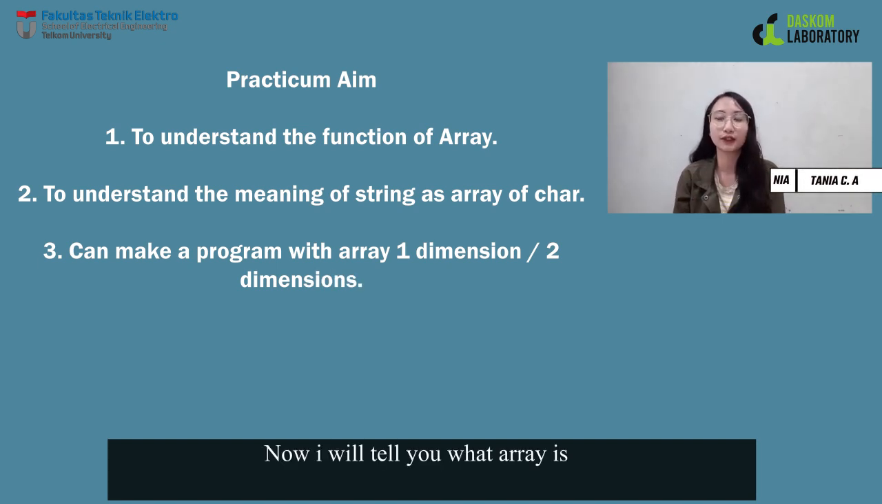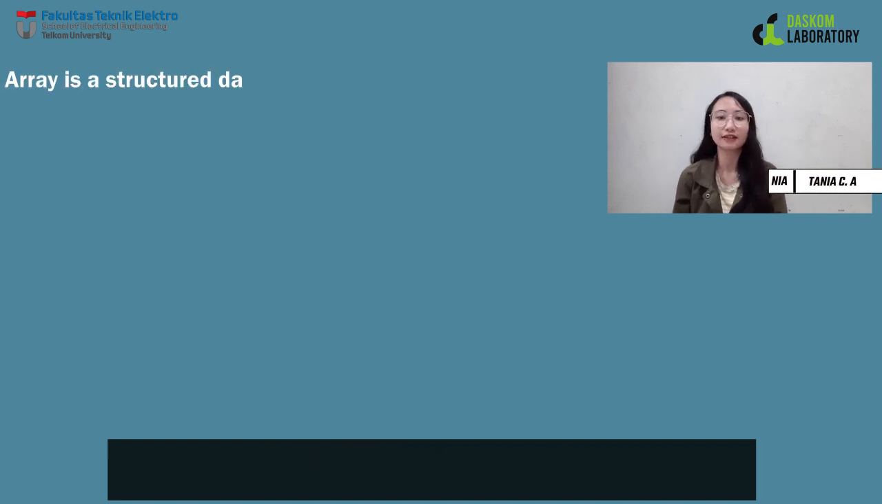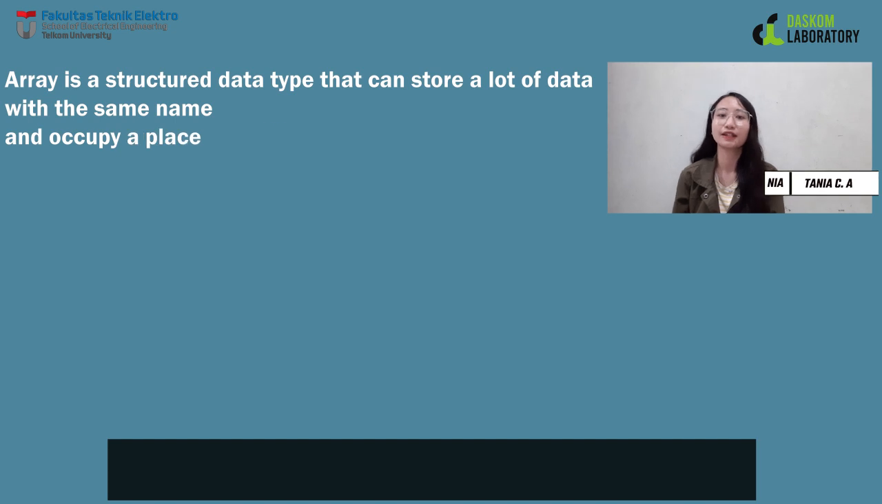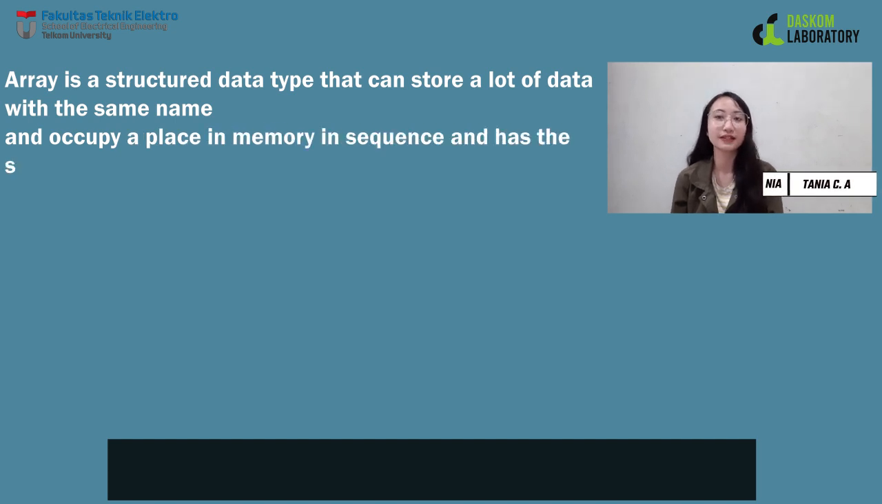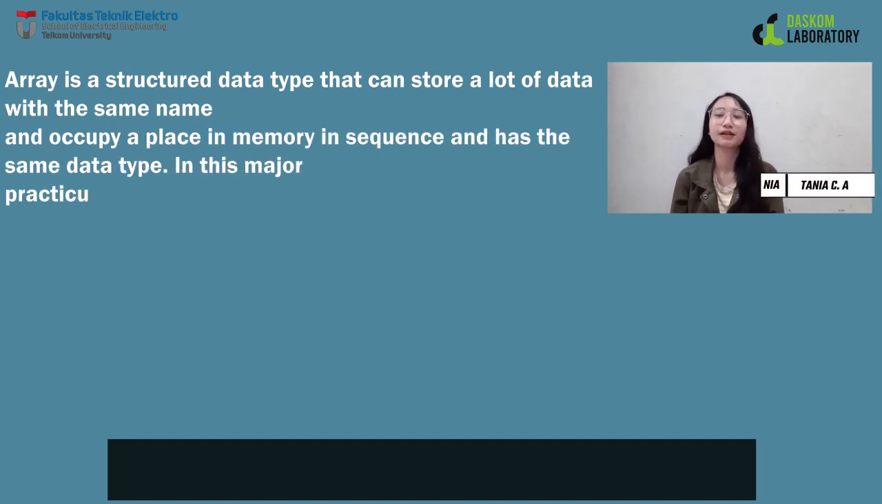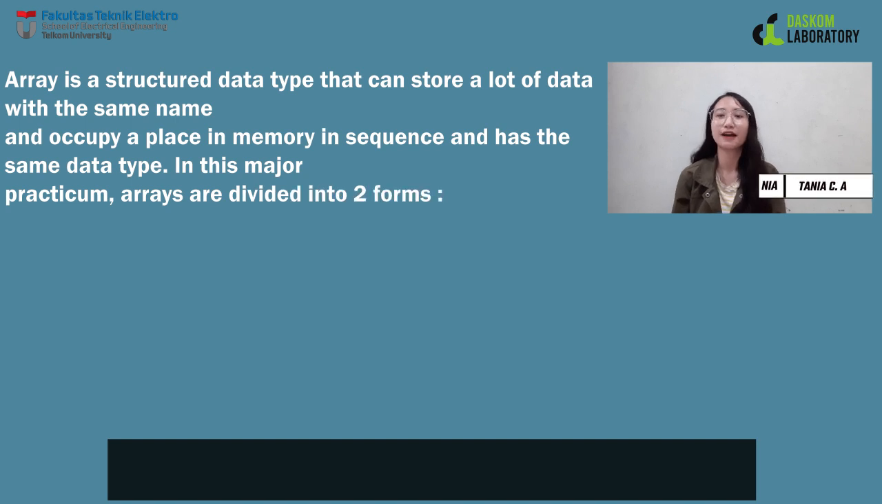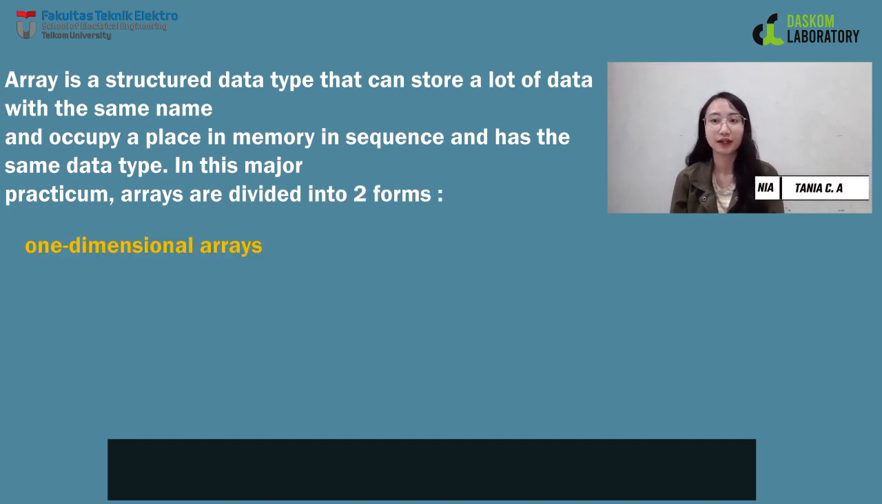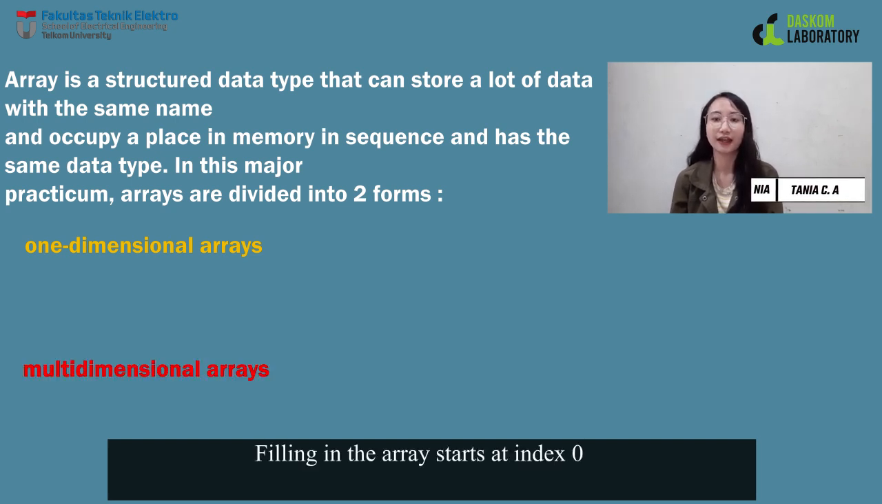Now I will tell you what array is. Array is a structured data type that can store a lot of data with the same name and occupy a place in memory in sequence and has the same data type. In this module practicum, arrays are divided into two forms, namely one-dimensional arrays and multi-dimensional arrays. Filling in the array starts at index 0.